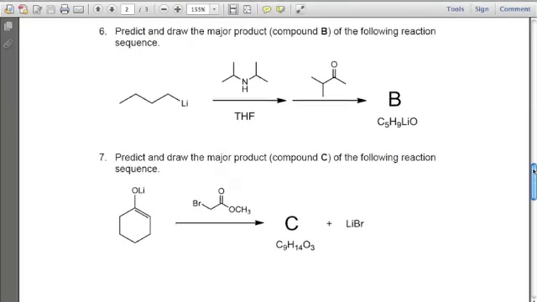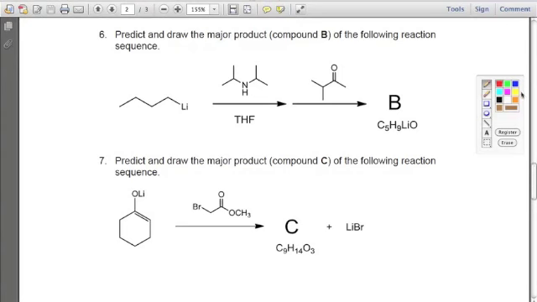So 6. So 6 actually was giving me a hard time, and I needed to just stare at it for a couple of minutes and brainstorm. So right now you have, I don't even know what to call this, a butyl lithium. So it's a lithium that has 1, 2, 3, 4 carbons. Butyl lithium. And if we look here, this is very, very strangely similar to LDA.